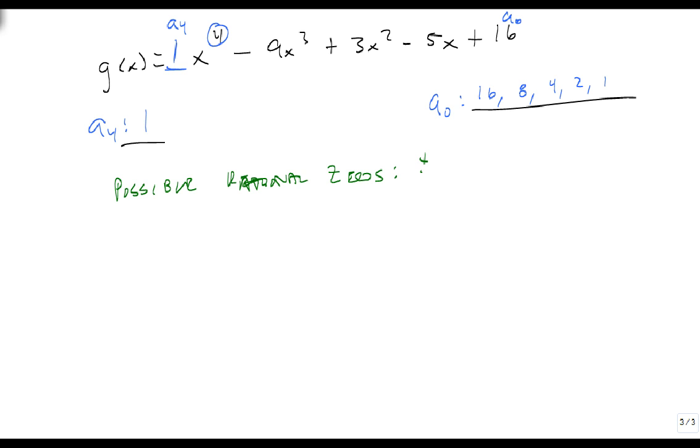And so we get plus or minus 1, plus or minus 2, plus or minus 4, plus or minus 8, and plus or minus 16. 1, 2, 3, 4, 5. Again, there's 10 possibilities here. 5 total numbers, but each sign could be a possibility. So that's how we find it: factors of the last number divided by factors of the first number.